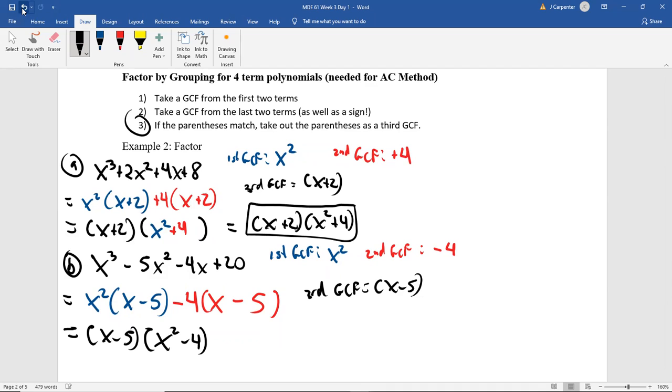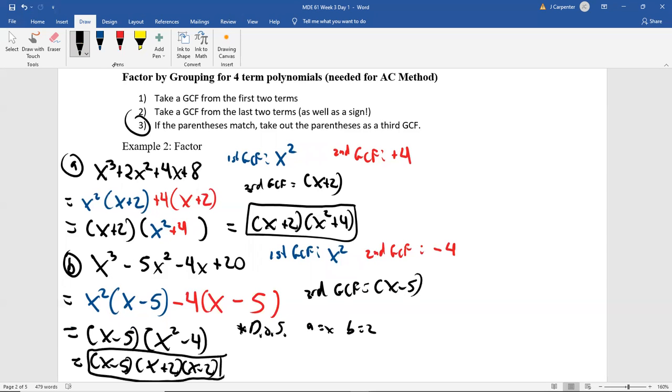Now, if you box this up and ship it out, guess what? You're wrong, because there is now a difference of squares in x squared minus 4, where your a would be x, and your b is 2. So this becomes x minus 5, leave the first one alone, times x plus 2, times x minus 2. That is the answer in all its glory.